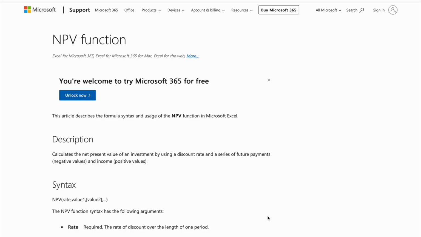So, what exactly is NPV? NPV stands for Net Present Value, and it's a financial function in Excel used to calculate the present value of a series of cash flows discounted at a specific rate. It's a fundamental tool for evaluating investment opportunities, helping us determine whether an investment will yield a positive or negative return after considering the time value of money.